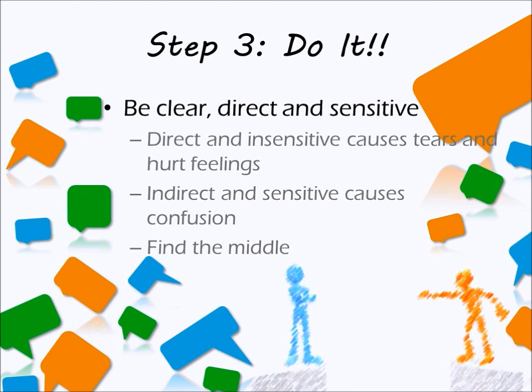And as you'll see, by doing this, you have the best chance for success, and you have the best chance of having a conversation where the other person feels engaged in the process. Direct and insensitive causes tears and hurt feelings, so that's being too harsh and not really taking into account the other person's perspective and coming right at it. Indirect and insensitive causes confusion, right? So that's being too sincere and not actually getting down to an action item in the end. Right, so you have to find the middle ground there, and that's where essentially you'll find success.